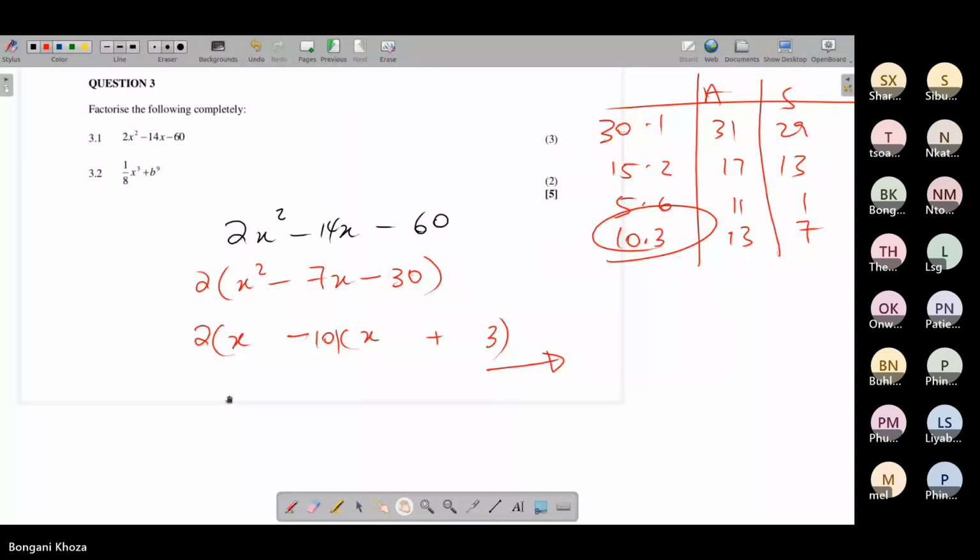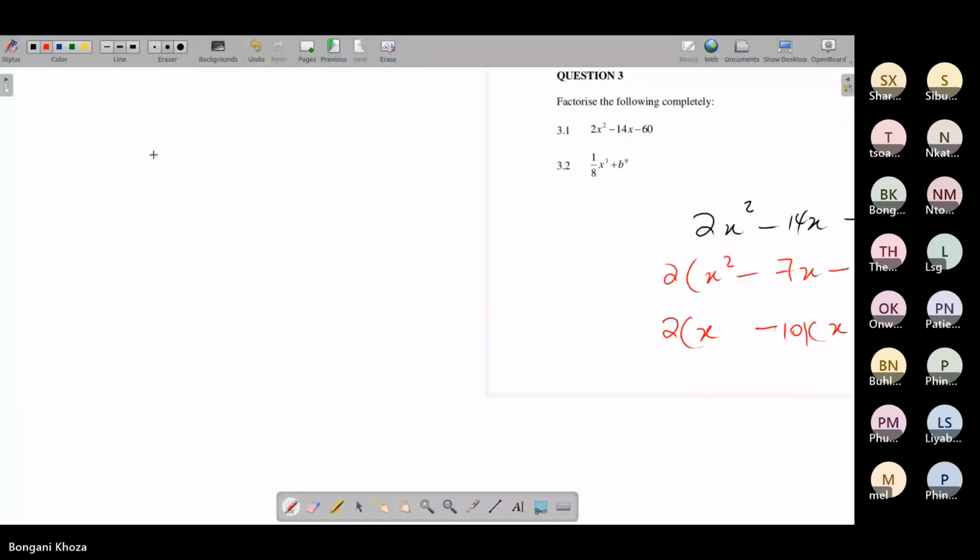Question 3.2, given 1 over 8 x cubed plus b exponent 9. If you plug in a cube root here, you get 1 over 2, so this is a perfect cube. This one, if you plug in a cube root, you just get x. This one, if you plug in a cube root, you just get b exponent 3. So it's also a perfect cube.